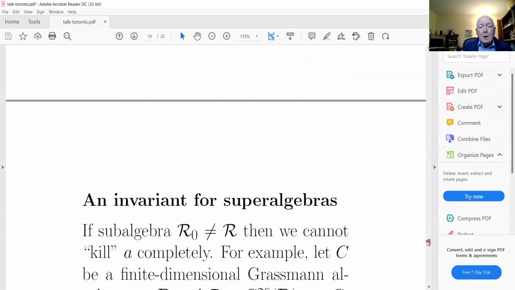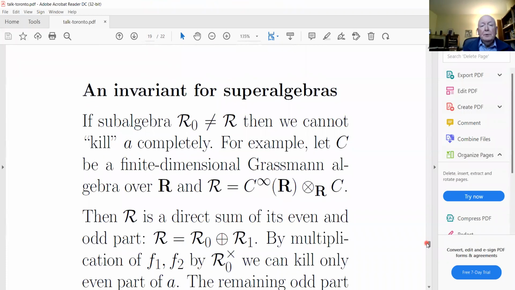But if you are acting on your F1 and F2 by this subalgebra R0, by invertible elements from R0, you cannot kill A completely. Let me give you an example when you cannot do this. Suppose C will be just a finite dimensional Grassmann algebra over R, so a free superalgebra. Now R will be the ring of functions with values in C.